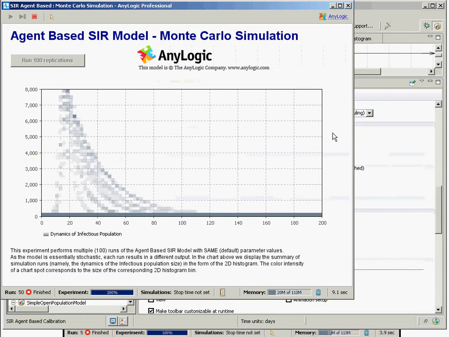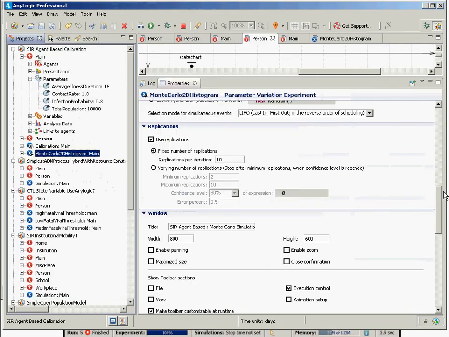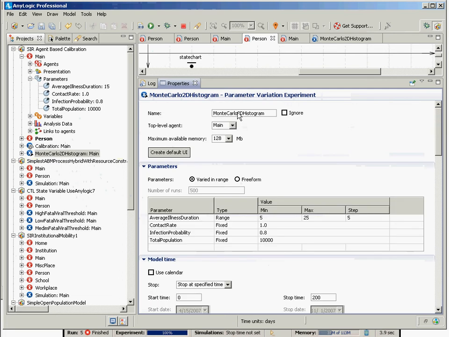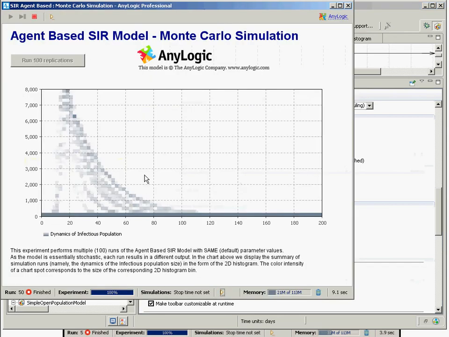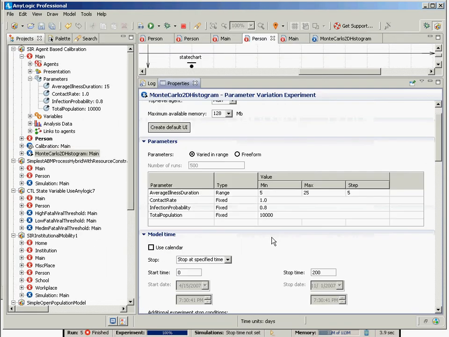So how did I do that? The first thing I did, just to vary the parameter, was up here in the Monte Carlo 2D histogram. I set these things to vary in range, set the range to go from 5 to 25, step 5. Second of all, I scrolled down and I said to use replications, and I said a fixed number, and I said 10. So in that case, for each of these parameter assumptions for average illness duration, we'll run it 10 times over to capture the effective variability associated with stochastics. So this is for a single parameter. Any questions about this?